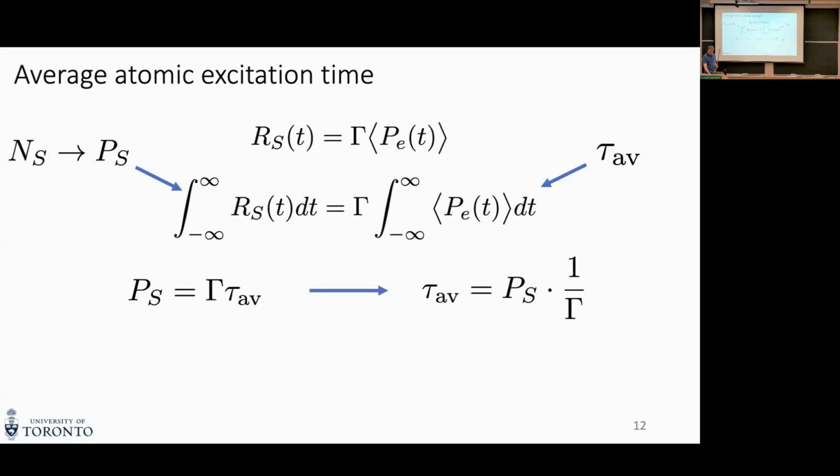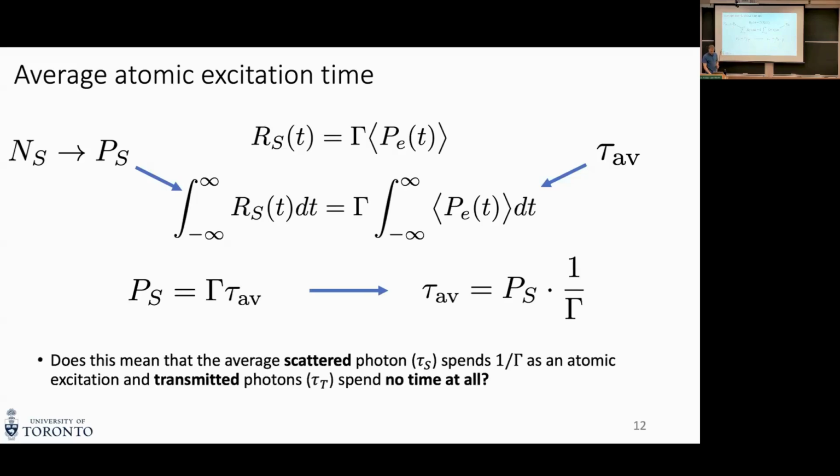Okay, so I can rearrange some things a little bit. And we get that this excitation time, on average, is given by the probability that the photon scatters times 1 over gamma, which is the lifetime of the atom. Okay, so this would seem to support the first intuition that maybe scattered photons are doing all the work, in the sense that the easiest way to get this average would be if when a photon scatters, it spends one lifetime as an excited atom, and if it transmits, it spends no time at all. Right, that would give you this nice, clean average. And so partly based on this, we expected that if we measured this effect of transmitted photons, we should see 0 effectively.